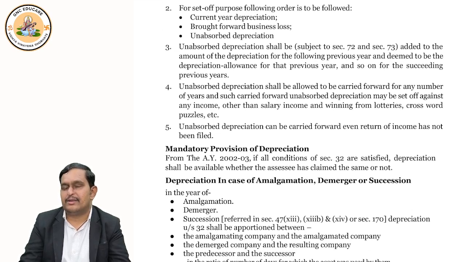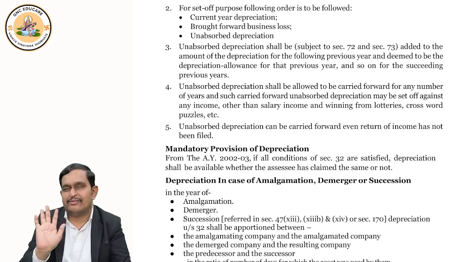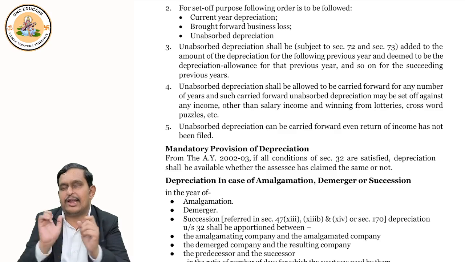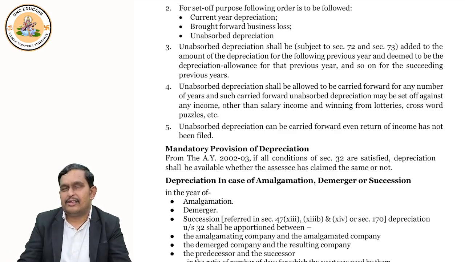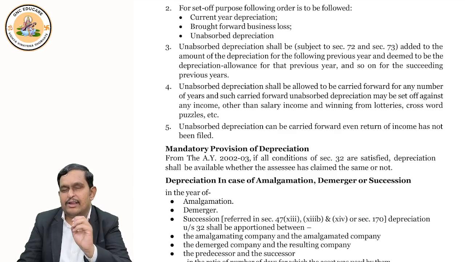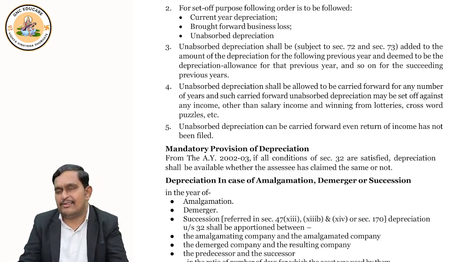So what is unabsorbed depreciation? It is basically profit before depreciation minus depreciation. I'm talking about the meaning. If depreciation is more, how much extra depreciation there is, that is actually your unabsorbed depreciation. You can deduct it in the current year from any head and in future years from business head or any head without any limitation of period, but it cannot be deducted from salary and casual income.